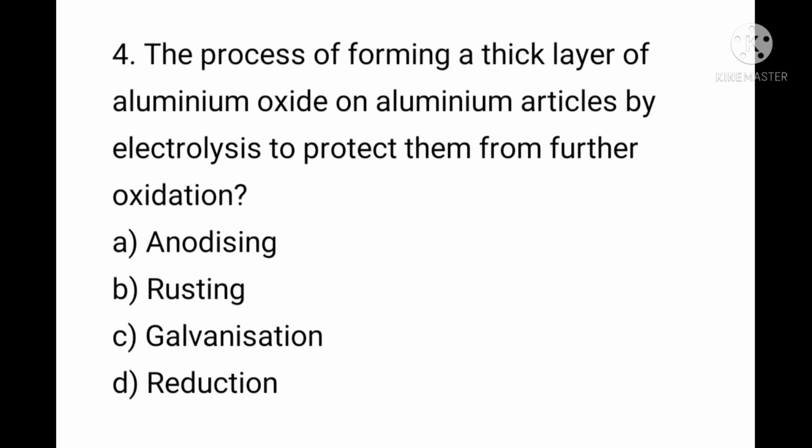Question number 4. The process of forming a thick layer of aluminium oxide on aluminium particles by electrolysis to protect them from further oxidation. Option A anodizing, B rusting, C galvanization, D reduction. Here the correct option is option A anodizing. Anodizing is the process of forming a thick layer of aluminium oxide on aluminium particles by the process of electrolysis to protect them from further oxidation.